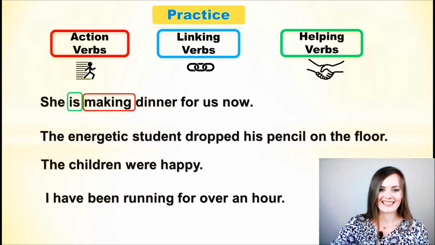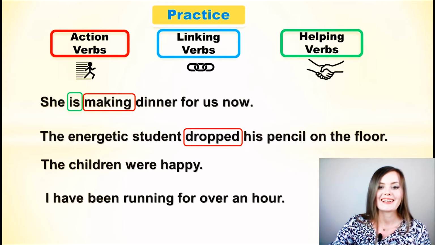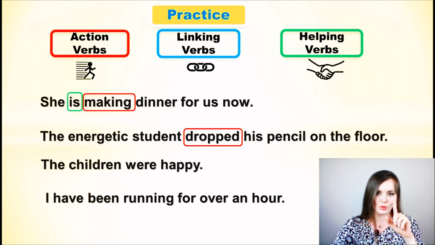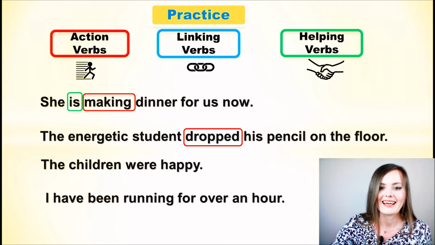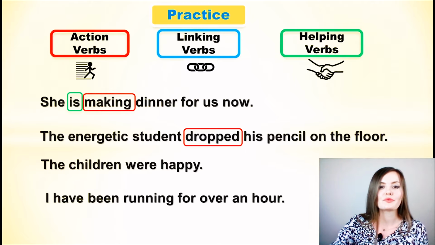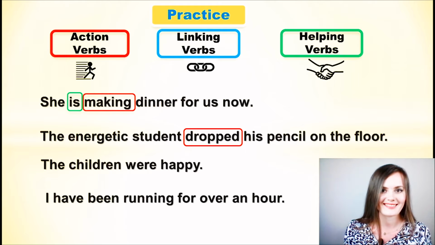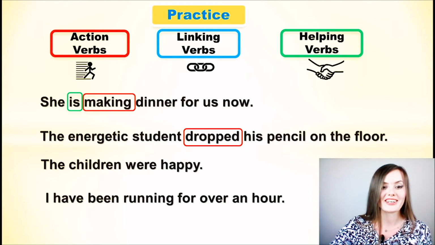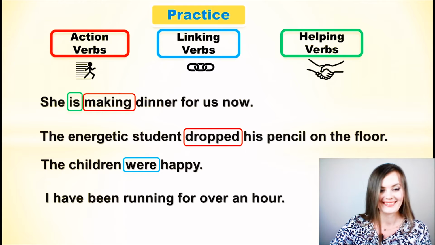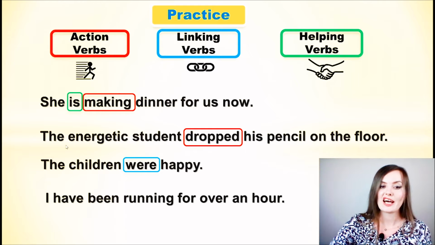Yes, you're right. Dropped is an action verb. There is only 1 verb in this sentence, and it's dropped. The children were happy. Go ahead and find the verbs in this sentence. Good job. Were is a linking verb. It links the subject, the children, and the describing word happy. That's why it's a linking verb.